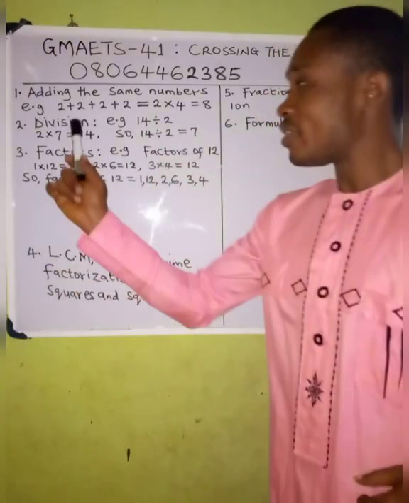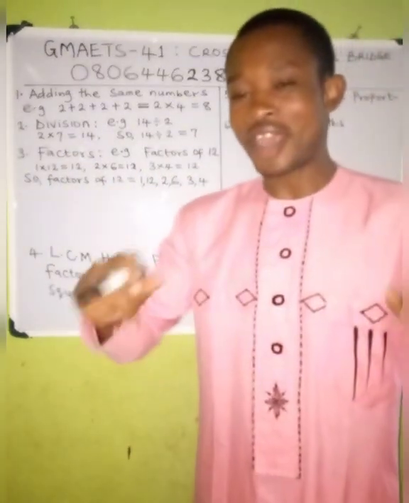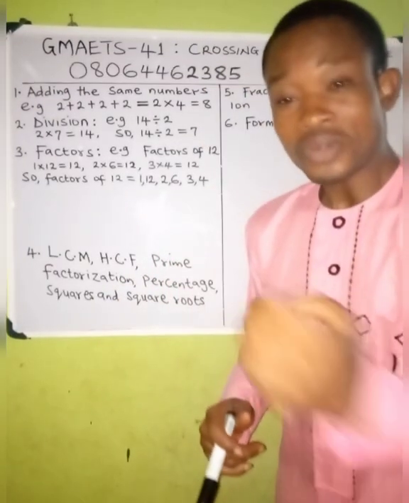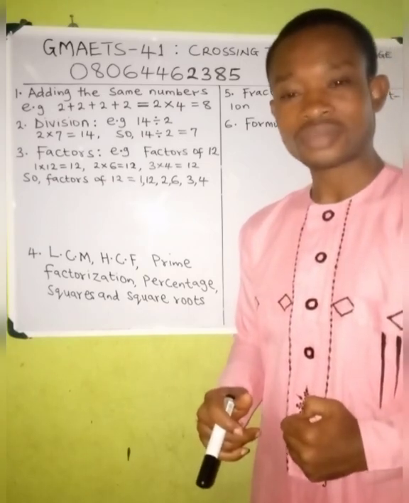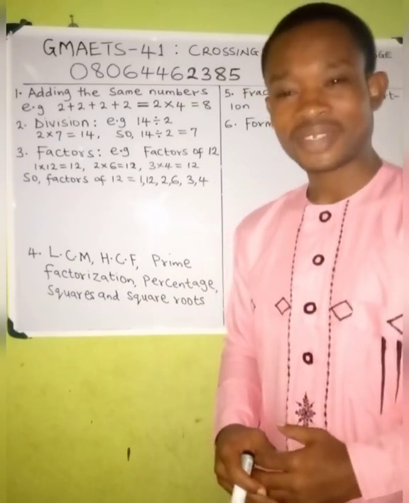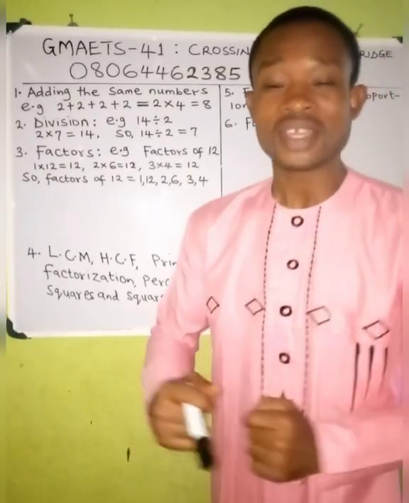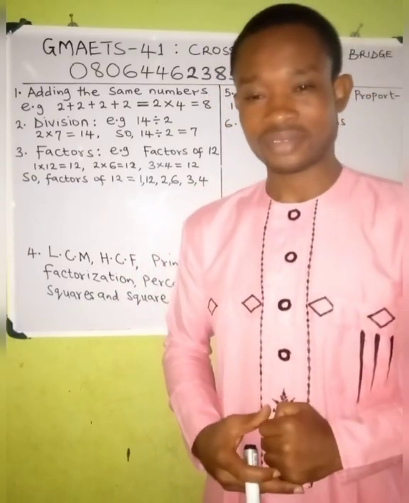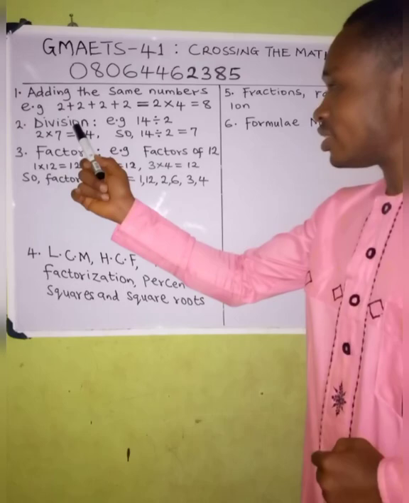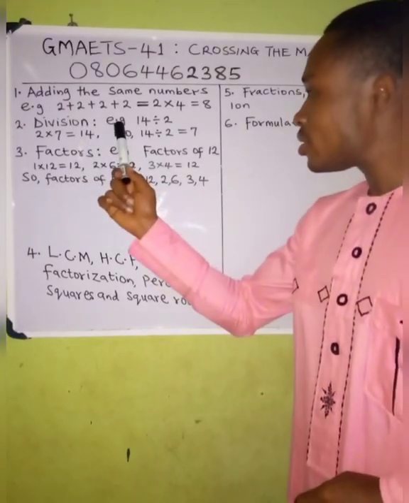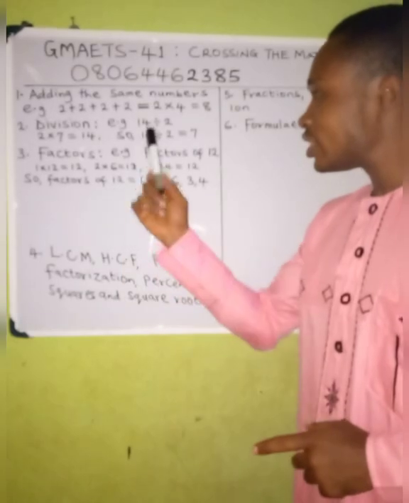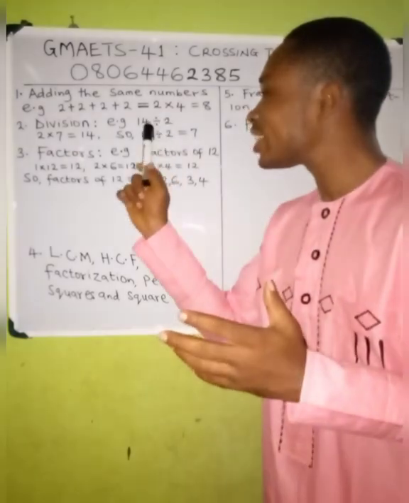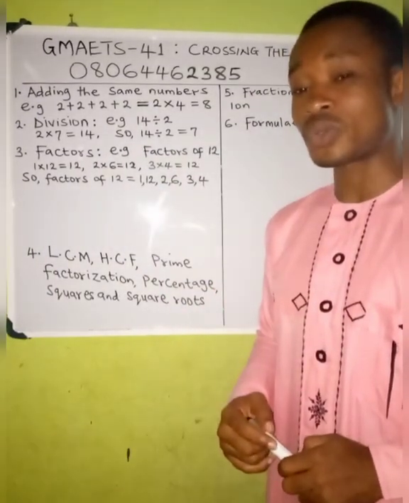Let us look at the second case, division. Wow, this is one area we usually have a lot of challenge. But do you know that division depends on multiplication? How true is that statement? Which is why we should be more concerned with multiplication than we are with division. Let us look at this case. Suppose that somebody gives you 14 divided by 2. How can we quickly tell the answer of this, 14 divided by 2?